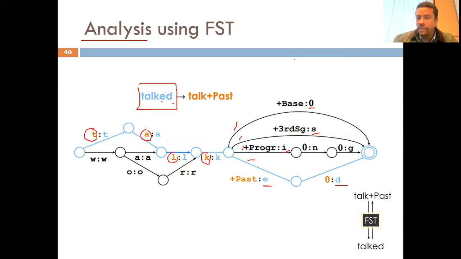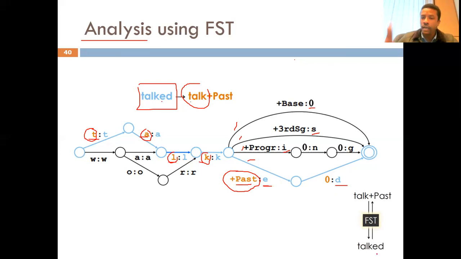I have D. So I will say this word is in a past tense form. Mind you, whenever you give me the word talked, I would say it is in a past tense form because I know that it is based on the finite state model. The output is T, A, L, K, which is talk. And what is the other output? It says past. So I would say talk is in a past tense form. So as we said, a finite state model can be used for analysis and at the same time generation.